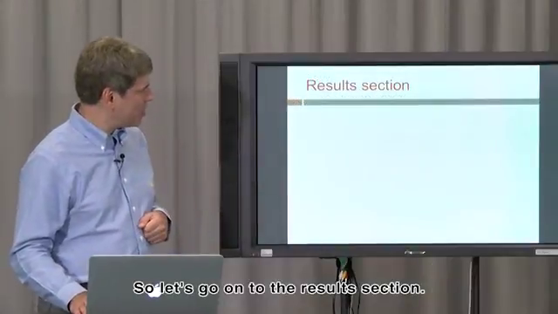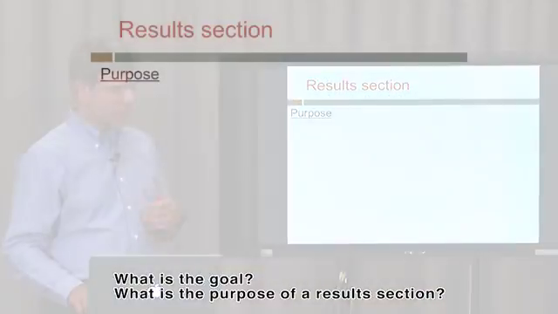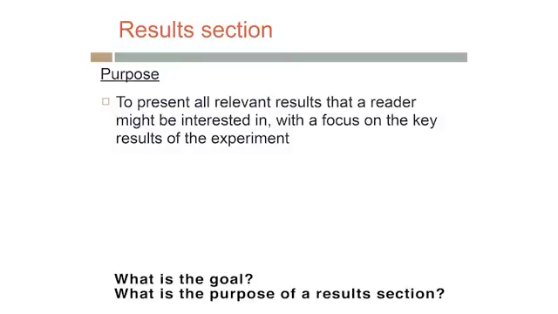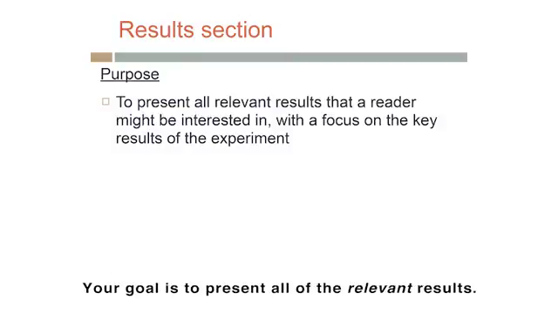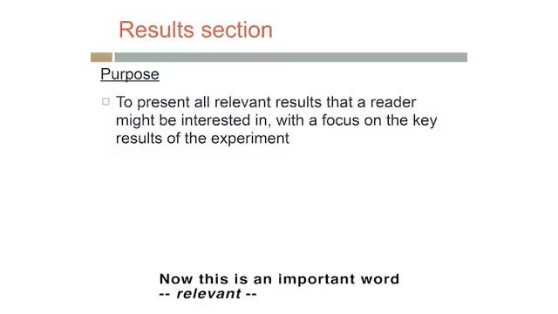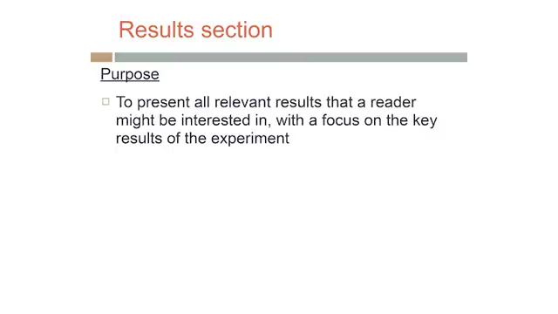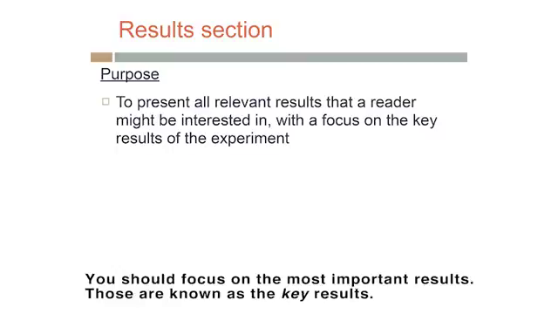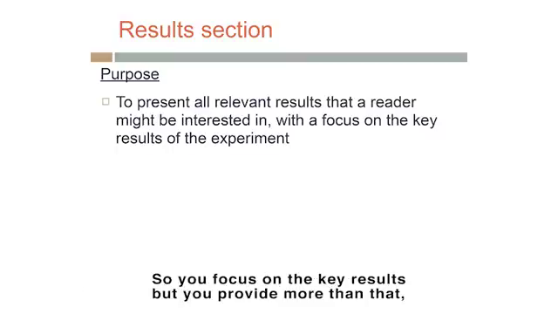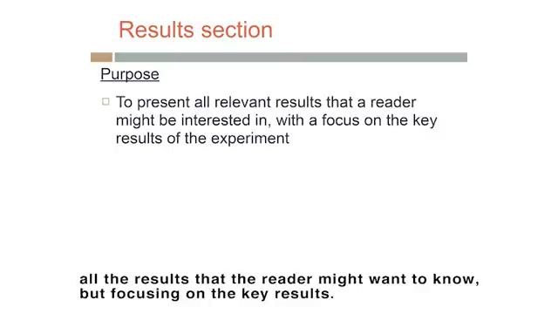So let's go on to the results section. What's the goal? What is the purpose of a results section? Well, your goal is to present all of the relevant results. Now, this is an important word, relevant. All the relevant results that a reader might be interested in knowing. And what should you focus on? Well, you should focus on the most important results, known as the key results. So you focus on the key results, but you provide more than that: all the results that the reader might want to know, while focusing on the key results.